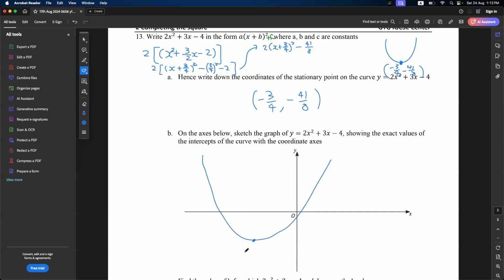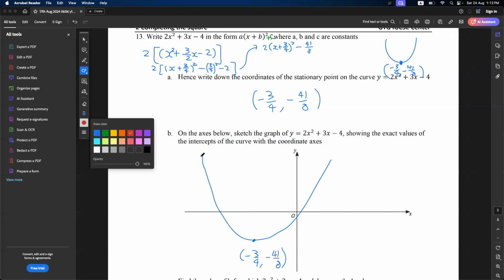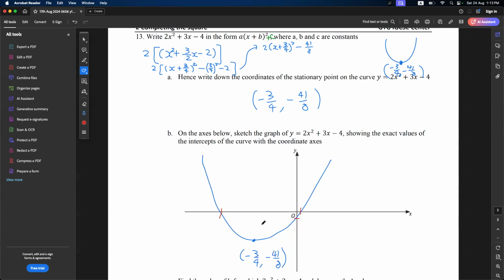We know that this one has a minimum point of negative 3/4 and negative 41/8. Then we need to know the other intersecting points, here, here, and here. We can at least tell the y-intercept. How much is the y-intercept? Negative 4. Okay, then how to find the x-intercepts? Using the calculator, because they say exact values of the intercepts.